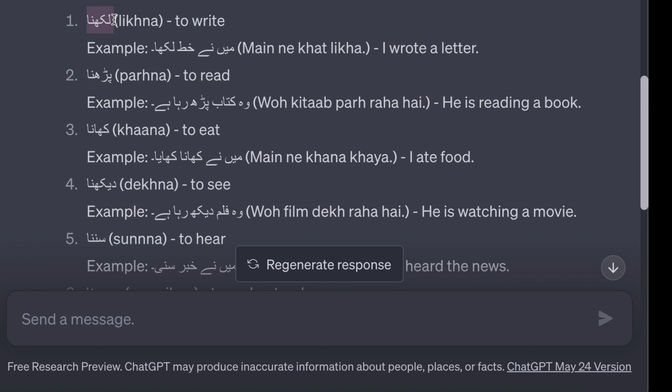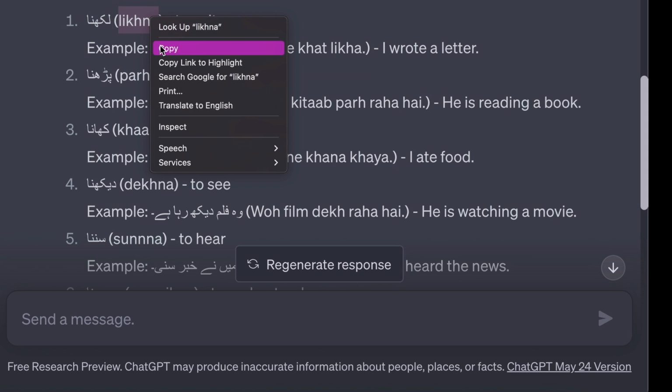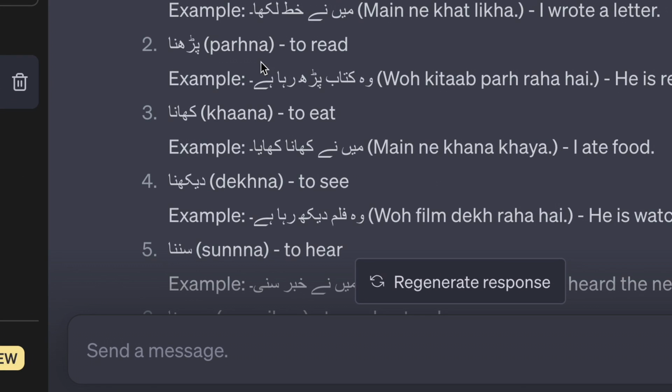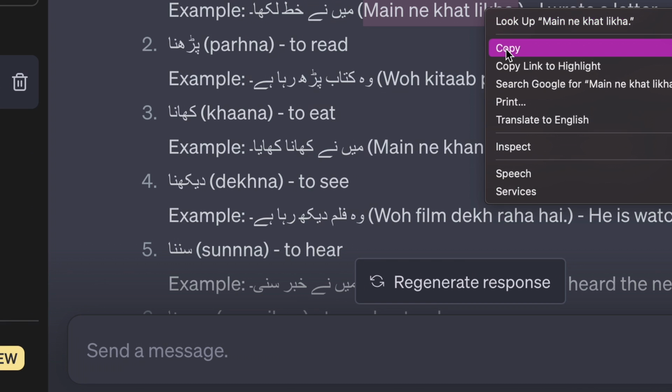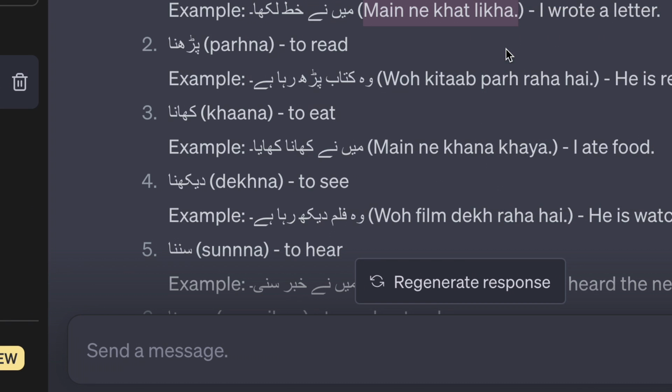So here you can see the first verb is likhna. Likhna means to write. So likhna is a transitive verb because you write something. Right now I'm focusing on the Roman script because a lot of my students and a lot of people don't learn the Urdu script. So that is why I'm focusing on Roman script.